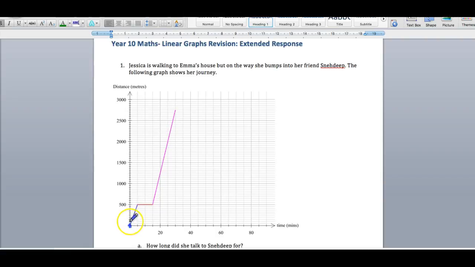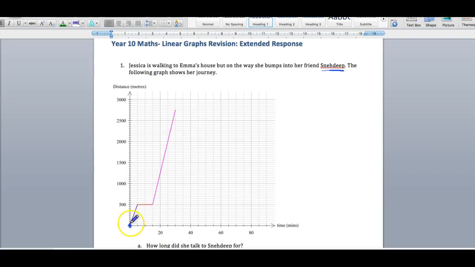Okay, and she's walking to Sneedeep's house. And something happens here in this red part. Okay, and I think that's one of the questions. And then the pink part. Okay, so she bumps into her friend Sneedeep. The following graph shows her journey. So the question A, and I can see this here, how long did she talk to Sneedeep for?